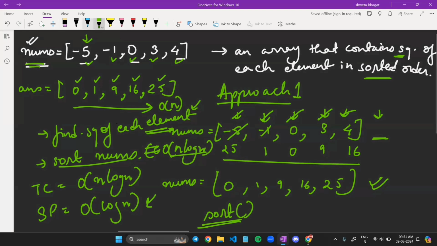Here you can see that the time complexity is order of n log n. So can we come up with an approach that has a better time complexity, that is, a time complexity of order of n? The answer is yes. So now let's discuss the second approach.